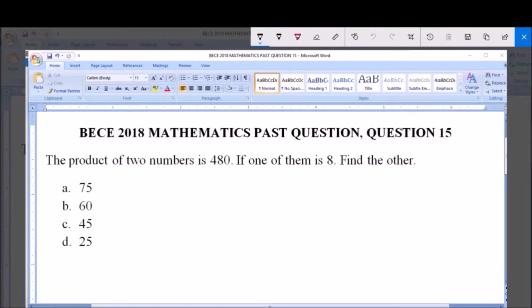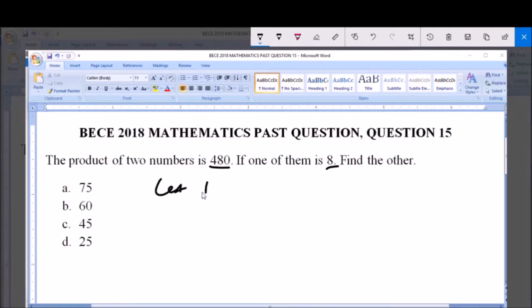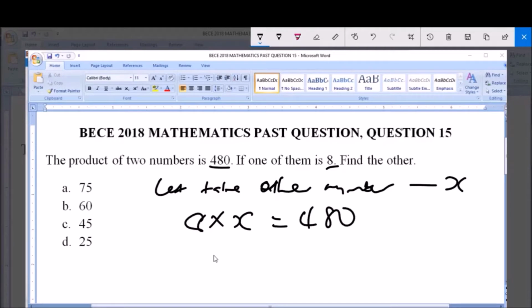The product of two numbers is 480. This is just a simple word problem which can be represented in an equation. Now one of the numbers is given to be 8. We have to find the other. Now let the other number which you are looking for be x. Now we have that 8 times x will give us 480. 8 times x is equal to 480. This is the same as saying 8x is equal to 480.